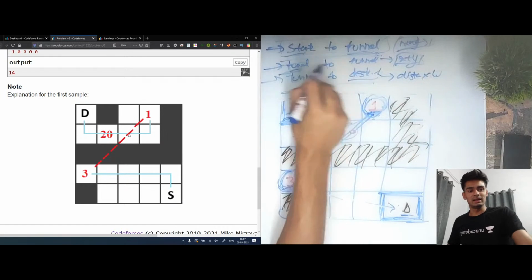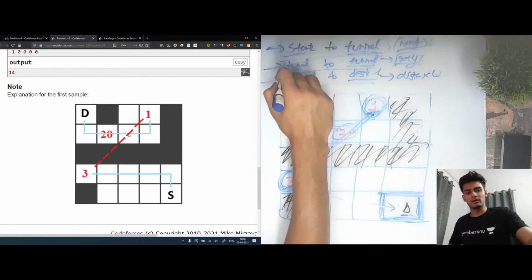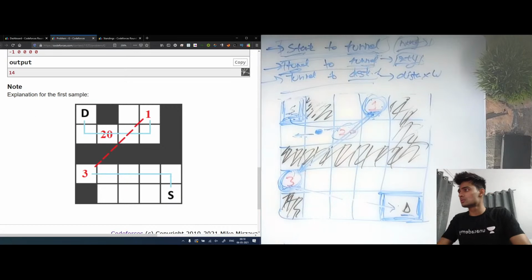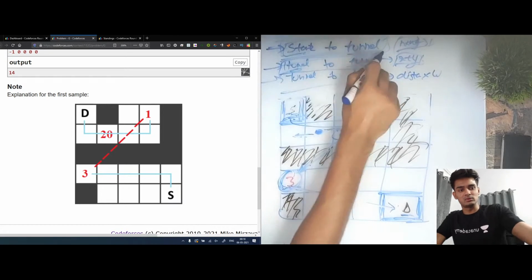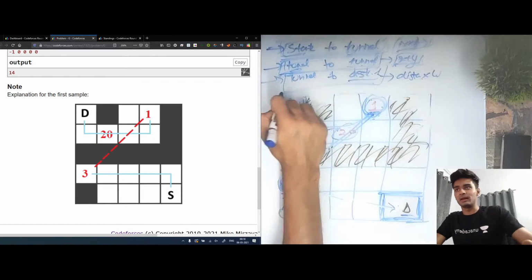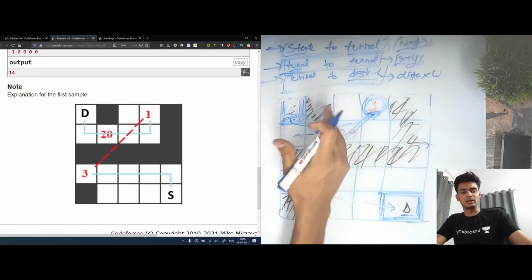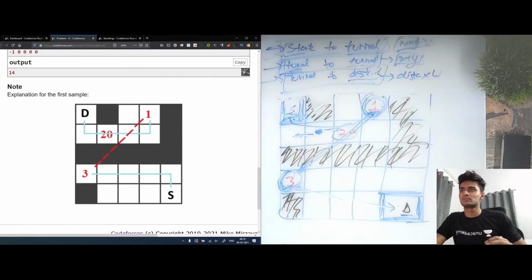Now we are left with tunnel to tunnel. For this, we can actually have a BFS. Okay. So all you have to do is find these three values. After finding these three values, you just have to find the minimum. So you'll fix any one tunnel and find the minimum value. I hope this is clear.